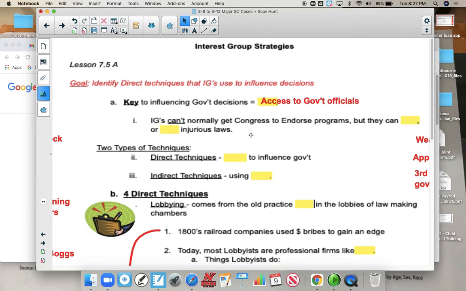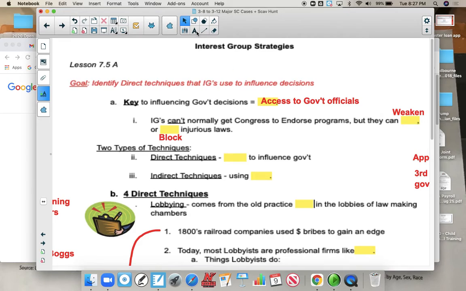Interest groups can't normally get Congress to endorse programs, but they can do certain things. They can, for example, weaken or block injurious laws to their businesses. They can also, of course, support laws and things like that.